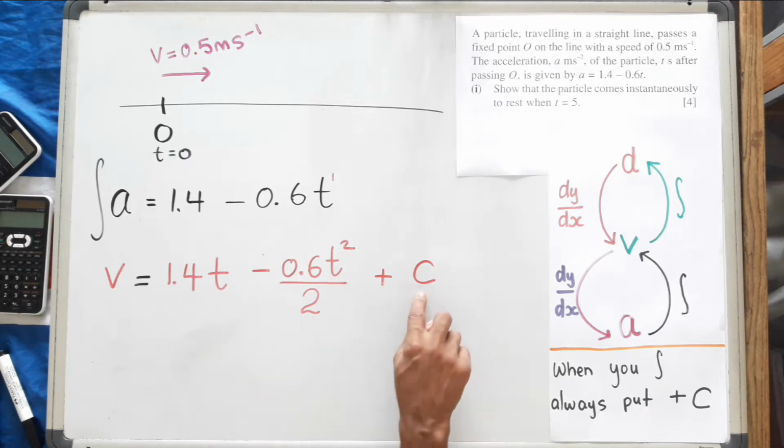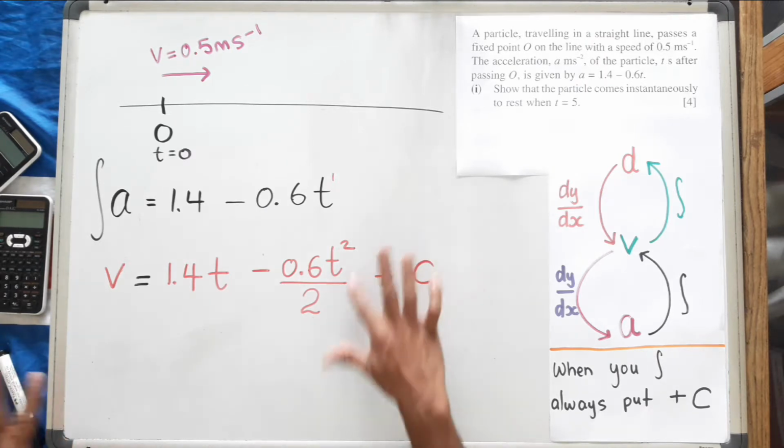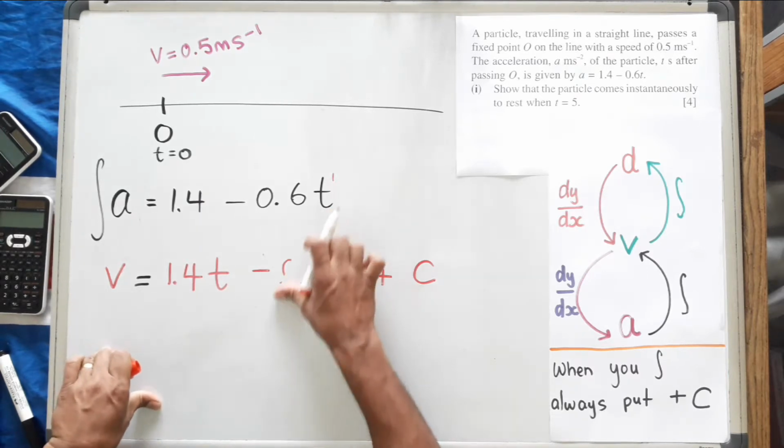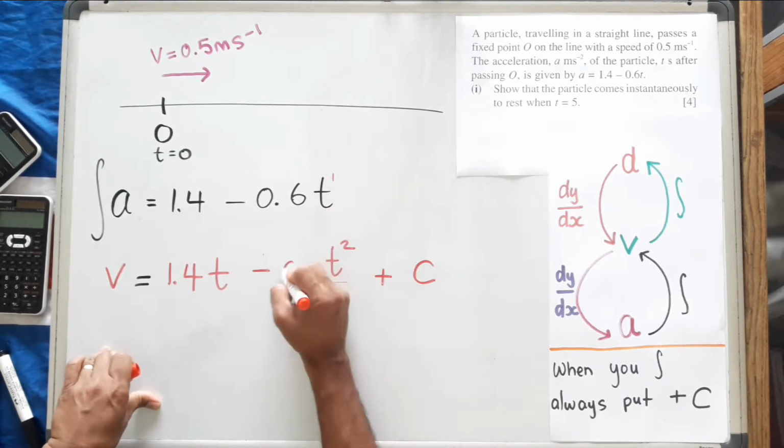But we have a little problem. We don't know the value of c. We really need to figure out this value of c. But let me just simplify this as much as I could. 0.6 divided by 2 is obviously 0.3. So let's just simplify that.